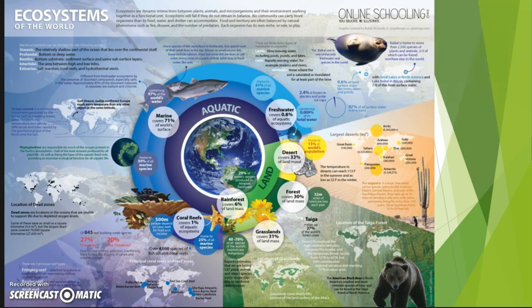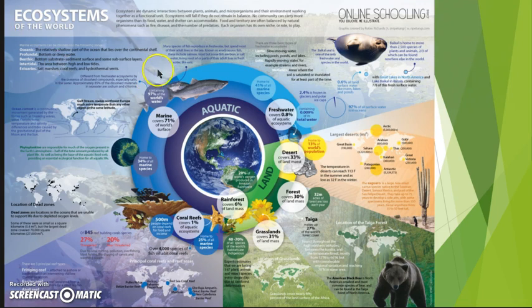All right, anyways, so ecosystems are dynamic interactions between plants, animals, and microorganisms and their environment working together as a functional unit. Ecosystems will fail if they don't remain in balance. No community can carry more organisms than its food, water, and shelter can accommodate. Food and territory are often balanced by natural phenomena such as fire, disease, and the number of predators. Each organism has its own niche or role to play in an ecosystem.